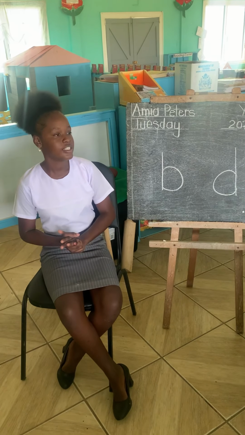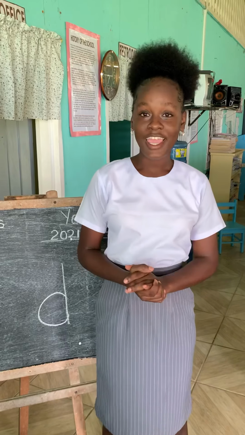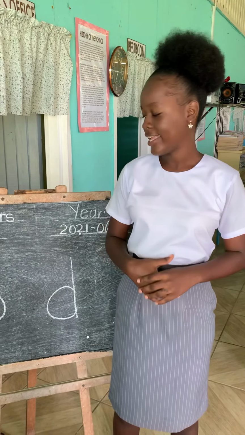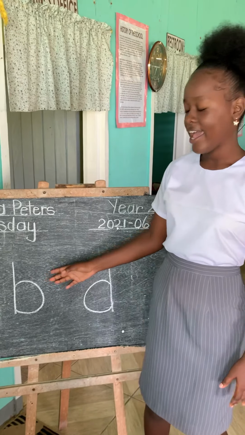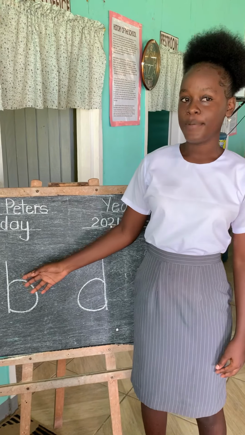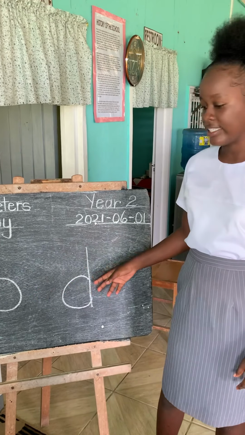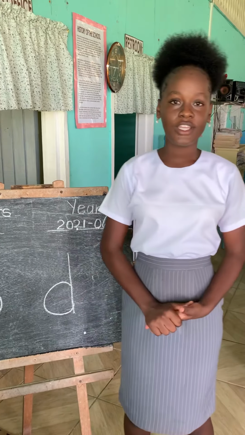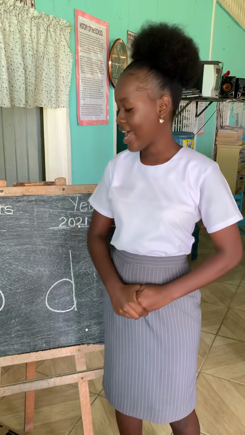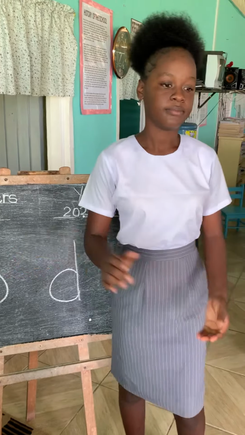Okay? Good. So today we are going to go on a field trip around the school to find words that begin with the letter B and the letter D. And the letter B makes the sound B and the letter D makes the sound D. So we are going to go into the school to see what words we can find that have these letter sounds.